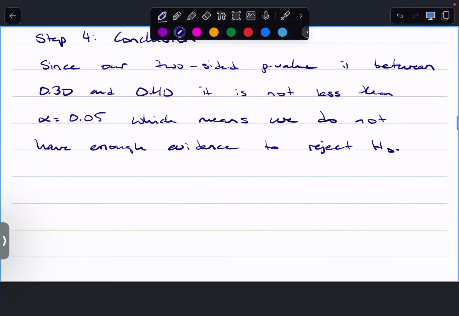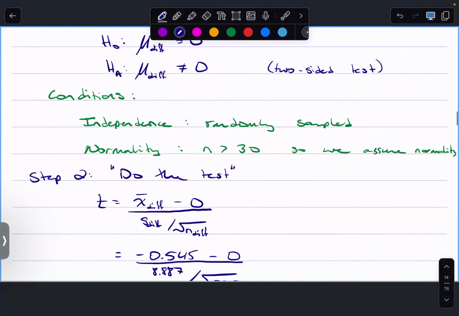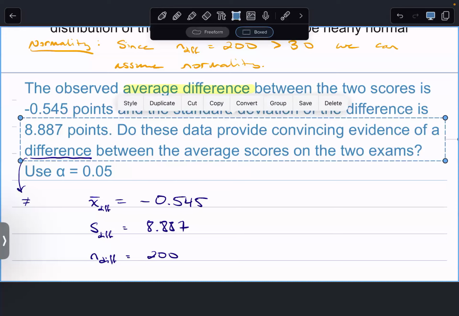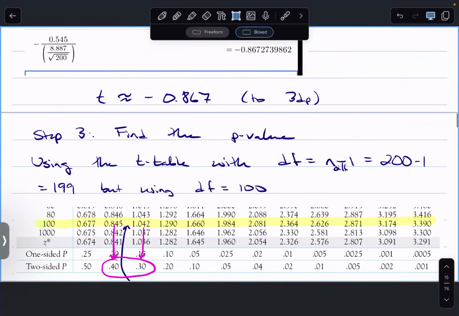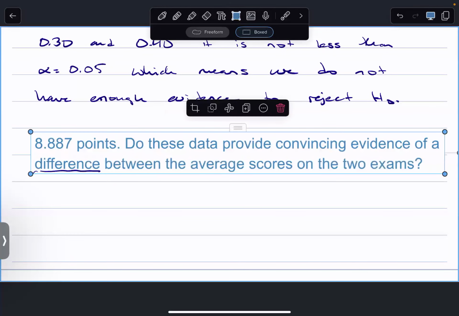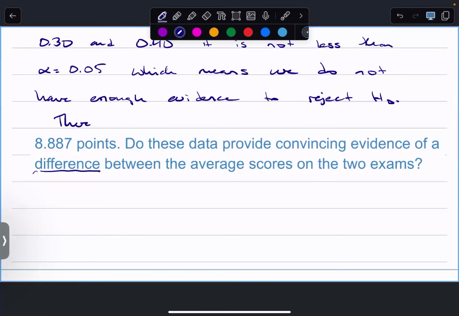In terms of the question, well, that's where we steal. This is the only time where the conclusion becomes question specific. Therefore, these data do not provide convincing evidence of a difference between the average scores on the two exams, period.